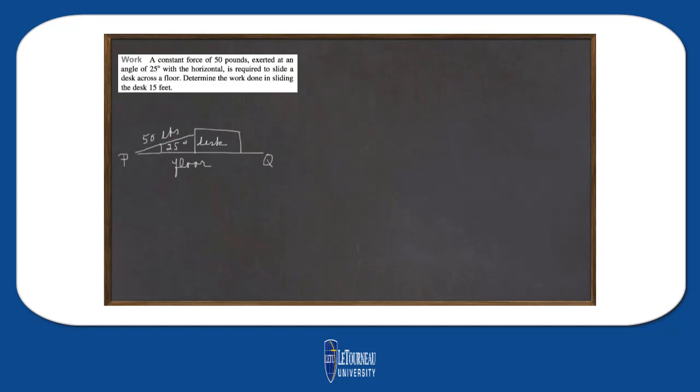Now, let's push a desk across the floor. A constant force of 90 pounds exerted at an angle of 25 degrees with the horizontal is required to slide a desk across the floor. Determine the work done in sliding the desk 15 feet.